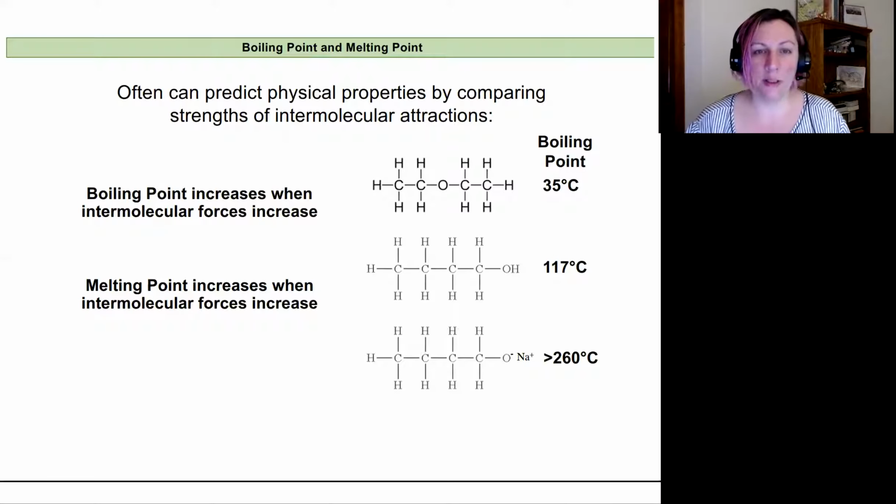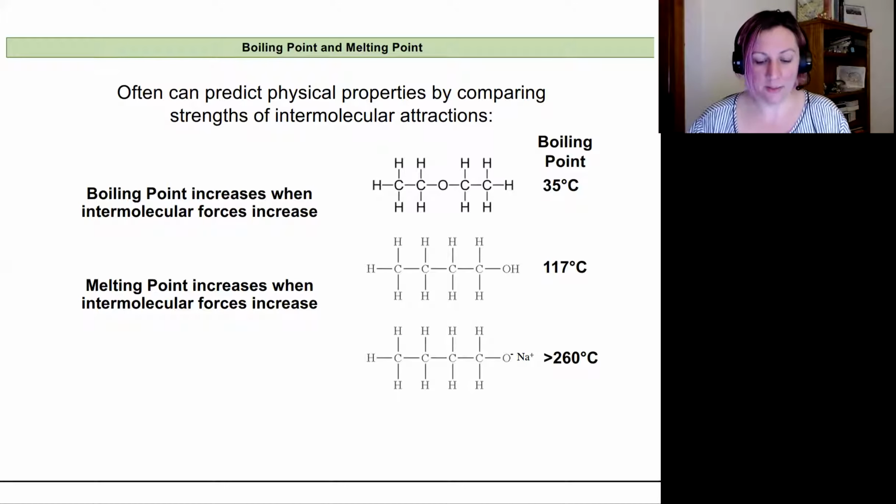So boiling point is when a substance goes from a liquid to a gas and it starts boiling. Like when you're making pasta at home and you put a pot of water on the stove and you start to see the bubbles, boiling point. So that's just the temperature where that occurs. Then we have melting point, which is that temperature at which a solid will become a liquid.